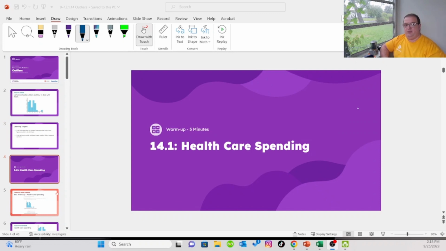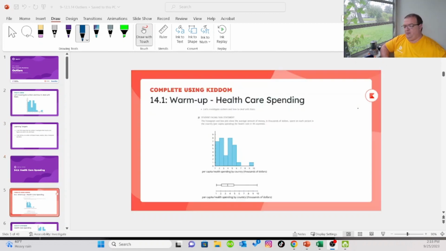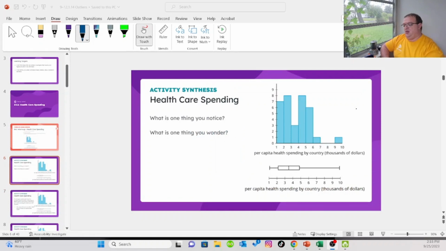So we have our warm-up. This one is titled Healthcare Spending. They give you a histogram, per capita health spending by country, and they give you a box plot of the same data. And they want to know what is one thing you notice and what is one thing you wonder. Now, if you're in class, you can talk to those around you. If you're watching this outside of class, then you can simply take a moment, see what you notice and what you wonder, pause the video, take a moment or so to look at it, and then start the video back up.